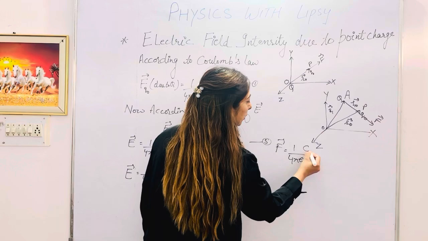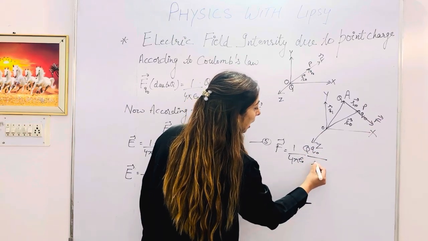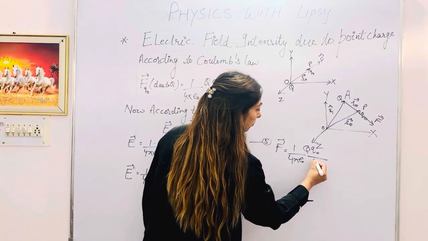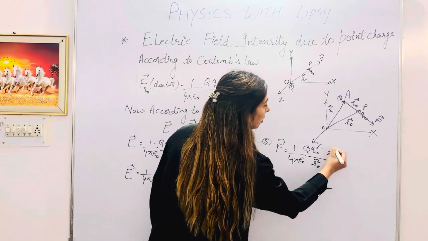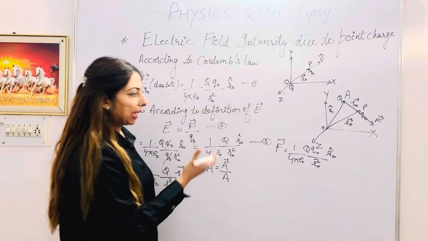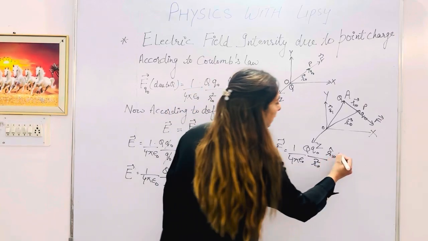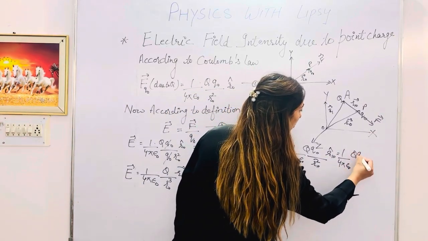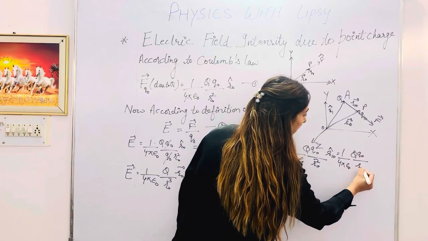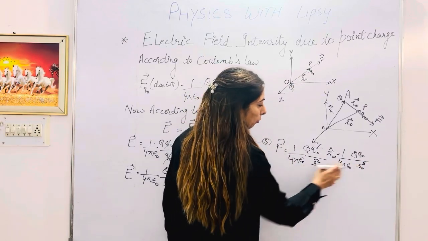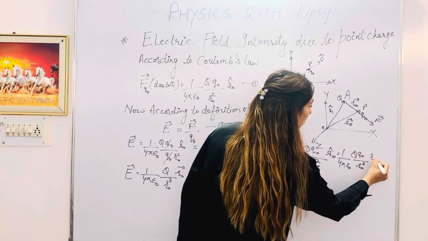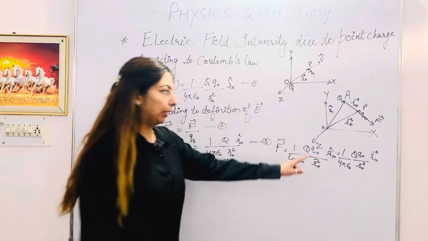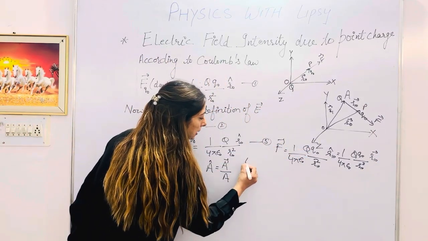So it will be q naught divided by r1 naught square, times the r1 naught unit vector. And when we apply the value of the unit vector, we will get 1/4 pi epsilon naught, q naught, r. This will convert from square into cube, and this will convert into a vector. So this is the value of force.